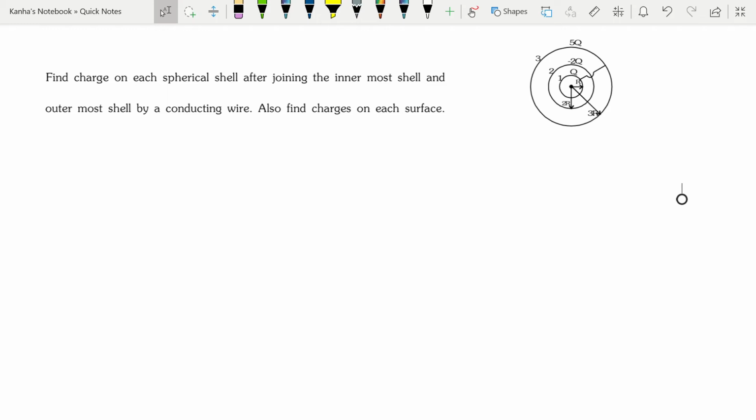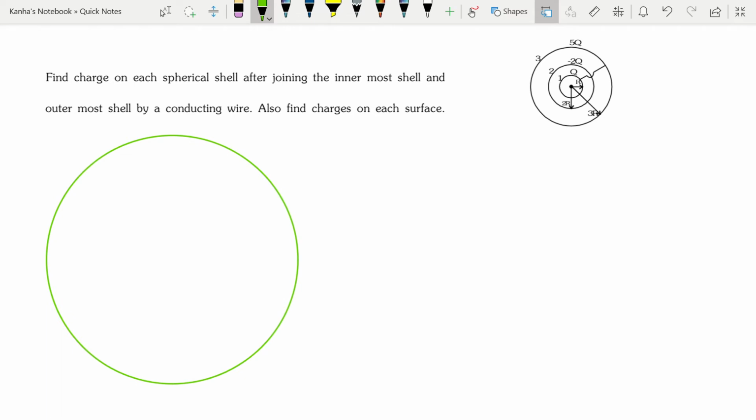Let's look at the question. Find charge on each spherical shell after joining the innermost shell and outermost shell by a conducting wire. Also find the charges on each surface. So first of all, I will try to make the system again.